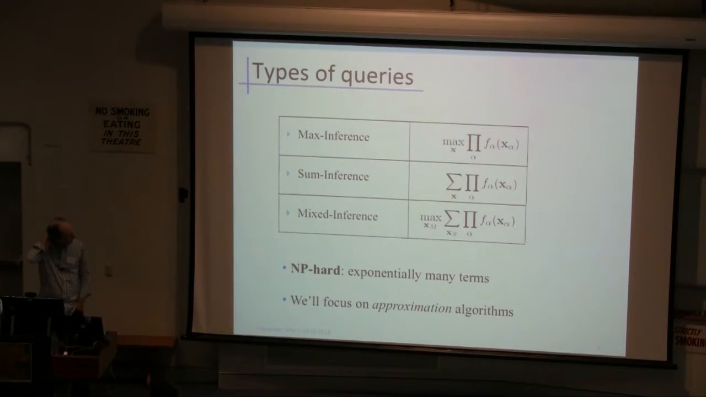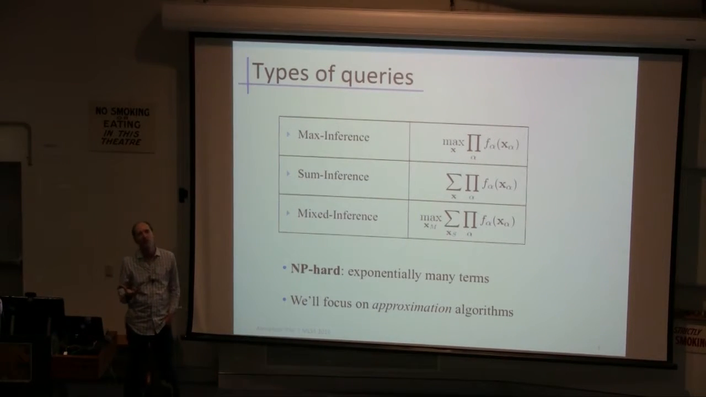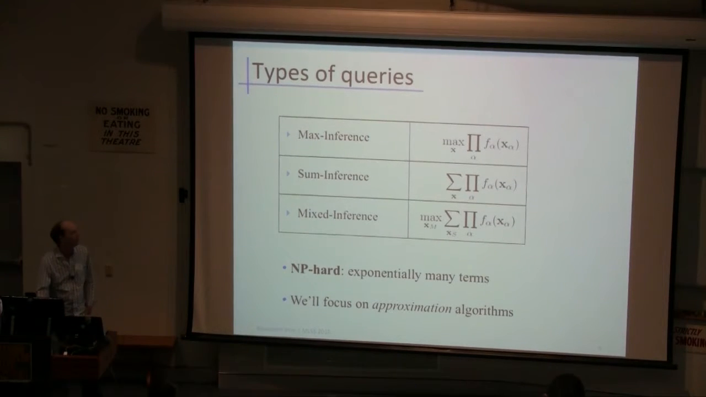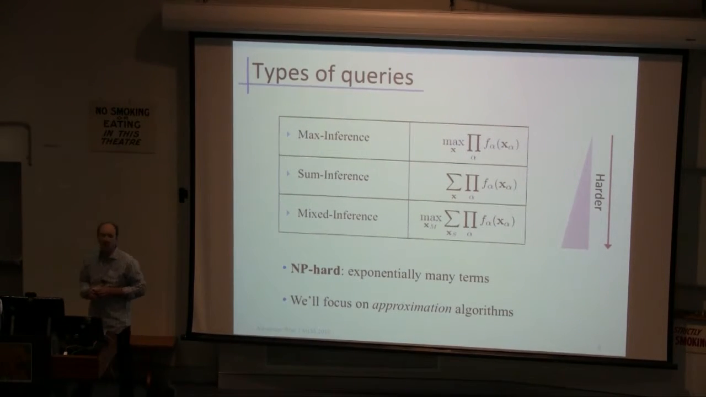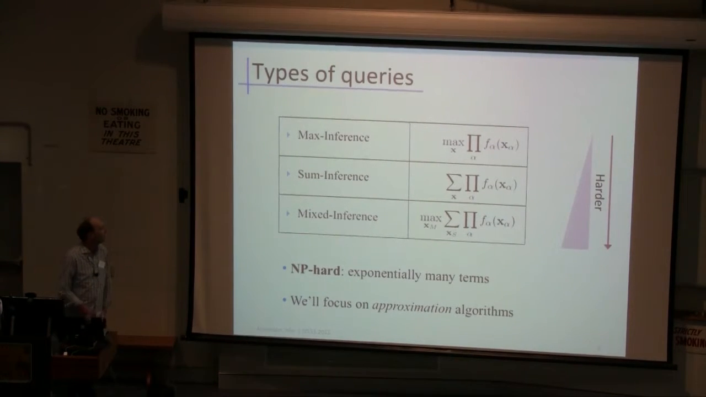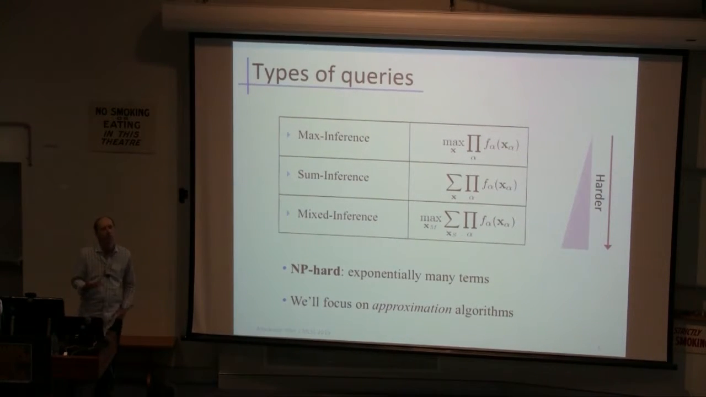Okay. So these are the types of queries that we're interested in answering about our graphical models. And all of these are, in general, NP-hard. So in some special cases, they're efficient, but most of the time, they're not. And in general, these get harder as we go down this list. So the combinatorial optimization is NP-hard. The summation inference is sharp P, and mixed inference is NP to the PP, or something like that. So in general, in all of these, we're going to be unable to guarantee that we'll get efficient, correct answers.